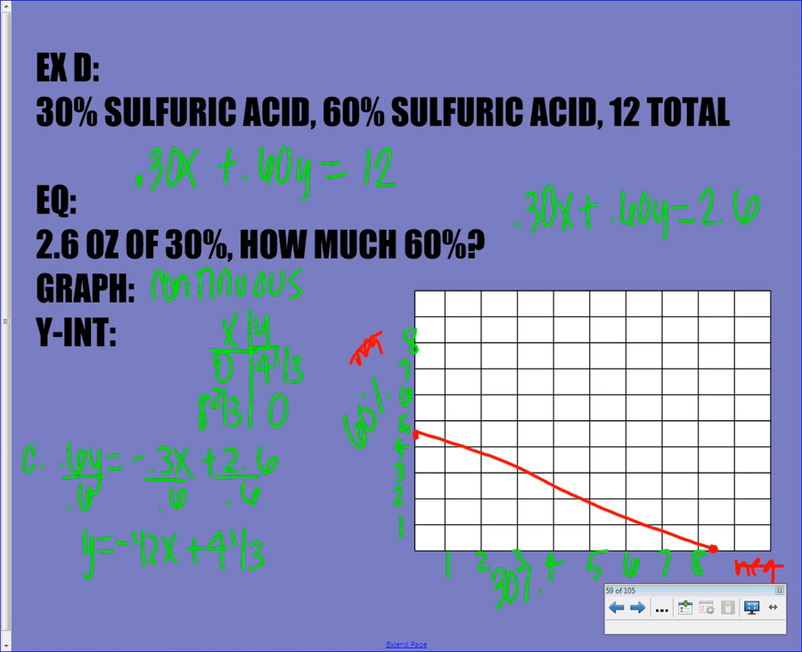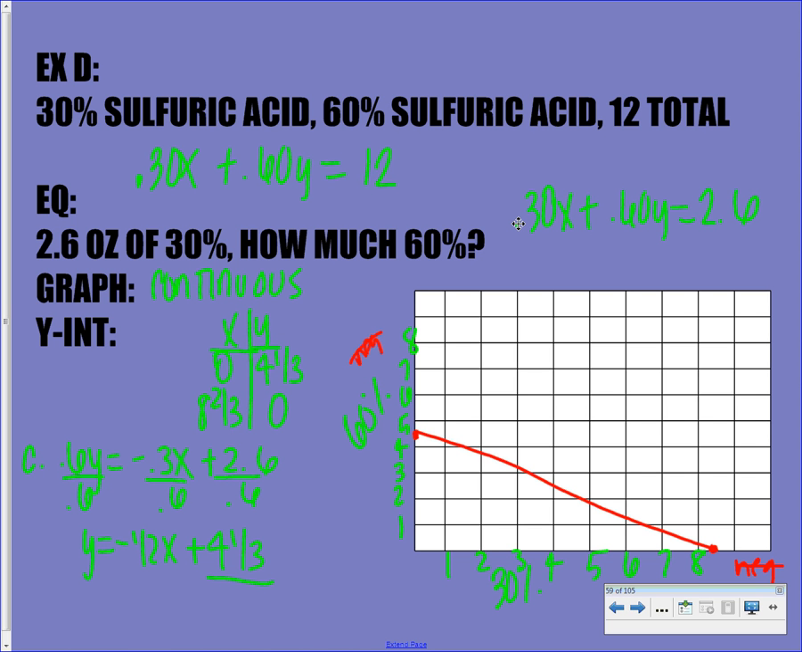Then letter D says, what does the y-intercept represent? Well, here's my y-intercept of 4 1/3, and that would represent if there was 0 ounces of my 30%, then I would have 4 1/3 of the 60%. Talking about what that actually means in relation to the problem is also important. So when there was 0 ounces of the 30%, there'd be 4 1/3 ounces of the 60%.